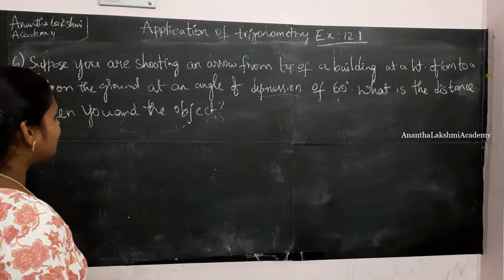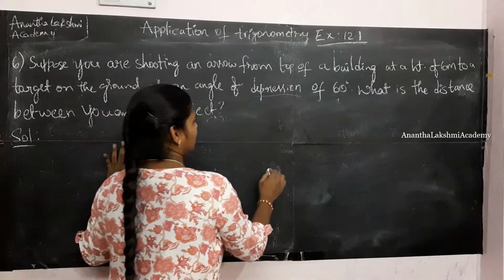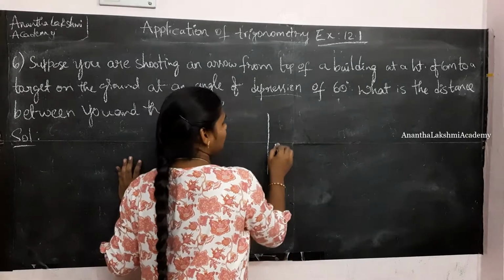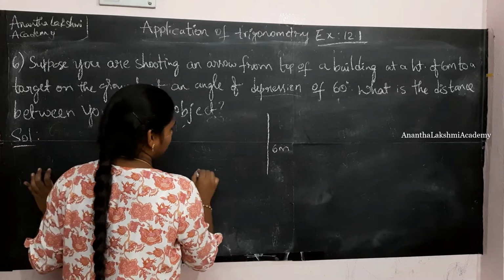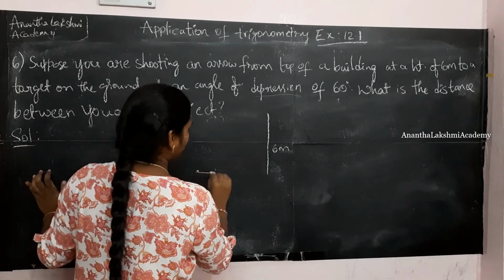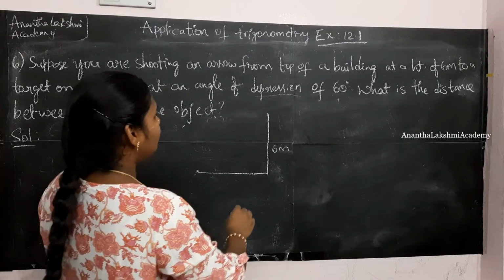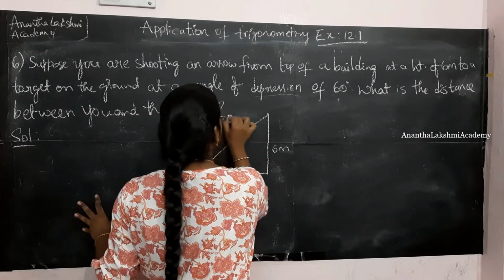Problem number 6: it is given that suppose you are shooting an arrow from the top of a building. Let me assume this is a building at a height of 6 meters. Where are you? You are at a height of 6 meters, shooting at a target on the ground. The target is on the ground. Let me join a line from the foot of the tower to the target on the ground at an angle of depression of 60 degrees. So he says an angle of depression of 60 degrees.